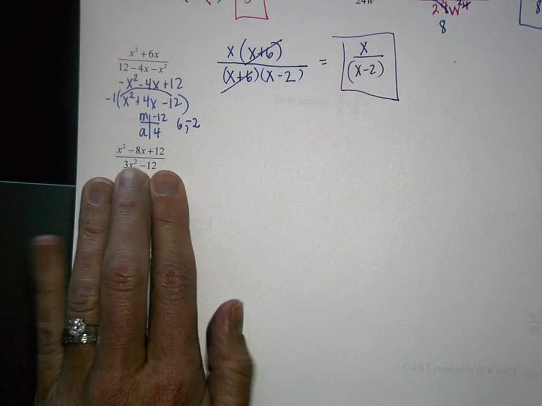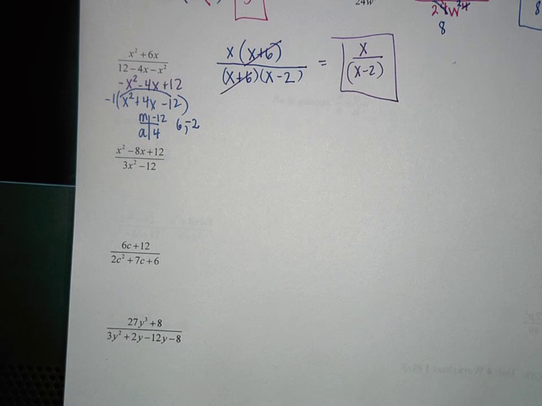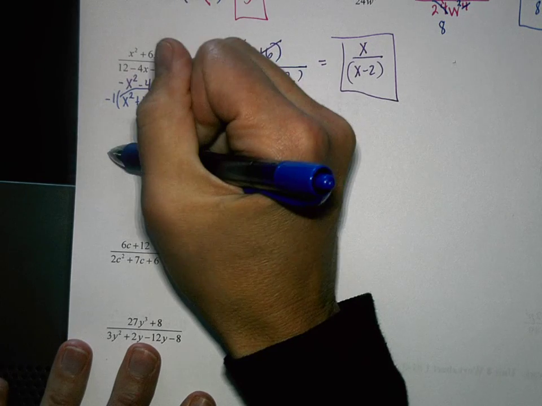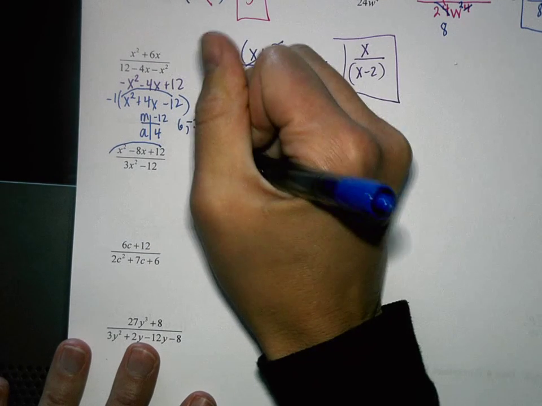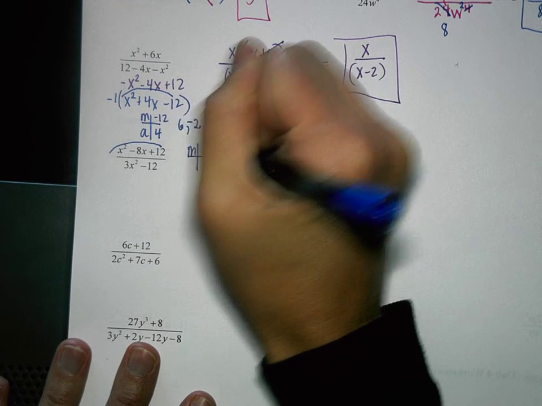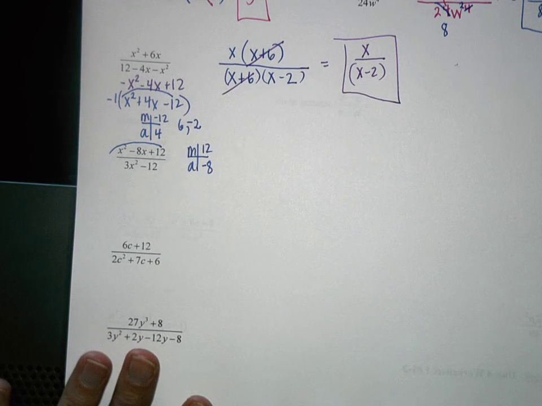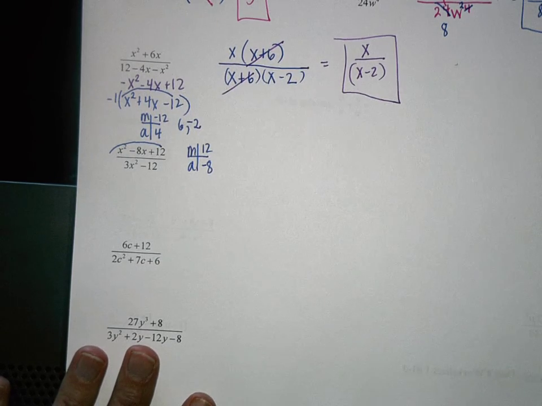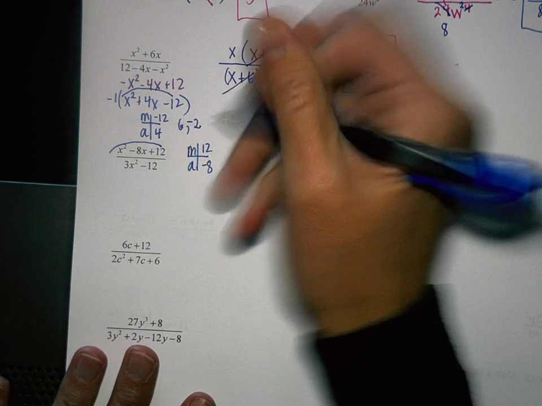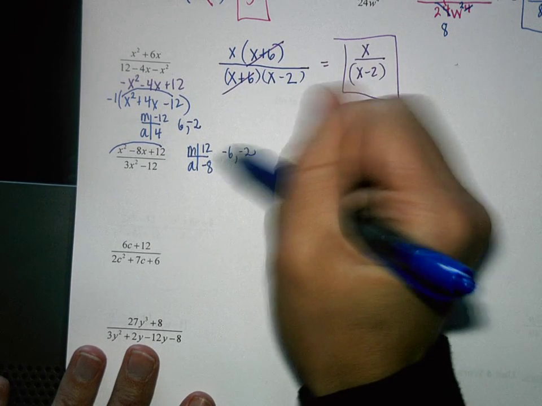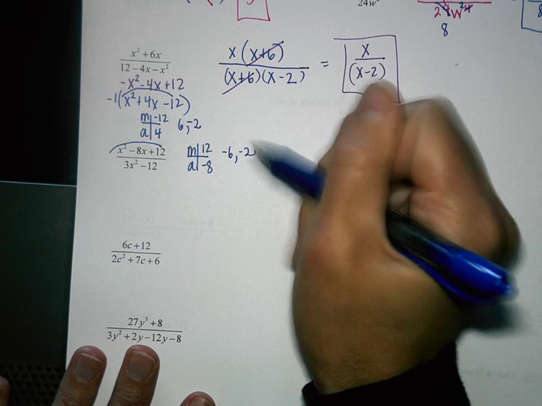I have 3 terms on the top. When I have 3 terms, I know that I need to use my trinomial factoring. So again, we're going to multiply over by 1, and so my multiplication number is 12, and my adding number is negative 8. Which numbers work? Hopefully you said negative 6 and negative 2 because those add to make negative 8 and multiply to make a positive 12.